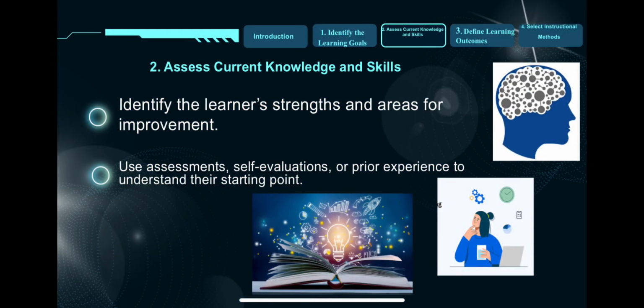The second one is assess current knowledge and skills. So identify the learner's strengths and areas for improvement. Use assessments, self-evaluations, or prior experience to understand their starting point. Here, we must know where the student should start and understand the learner's current level through assessments.